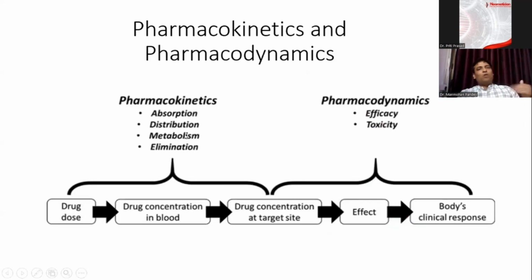Now pharmacogenomics is divided into two parts: pharmacokinetics and pharmacodynamics. Pharmacokinetics is how the drug is distributed in the body, that is, absorption, distribution, metabolism, and excretion of the drug. And second is the body's response to these drugs, which is called pharmacodynamics. So whether it increases the efficacy of a protein or decreases the toxicity in the body, all these come into pharmacodynamics.